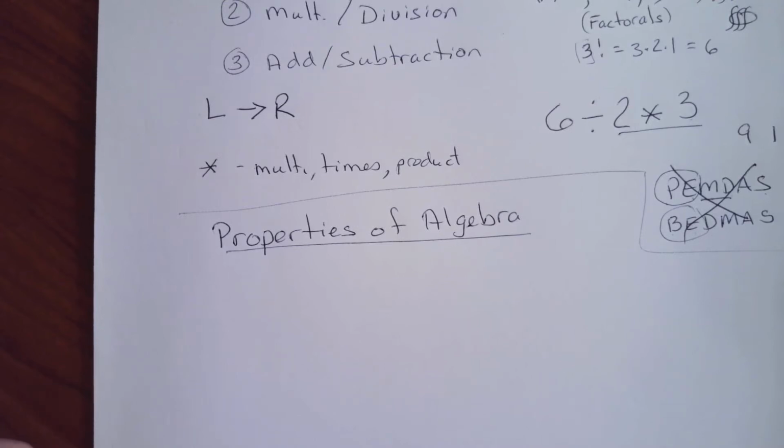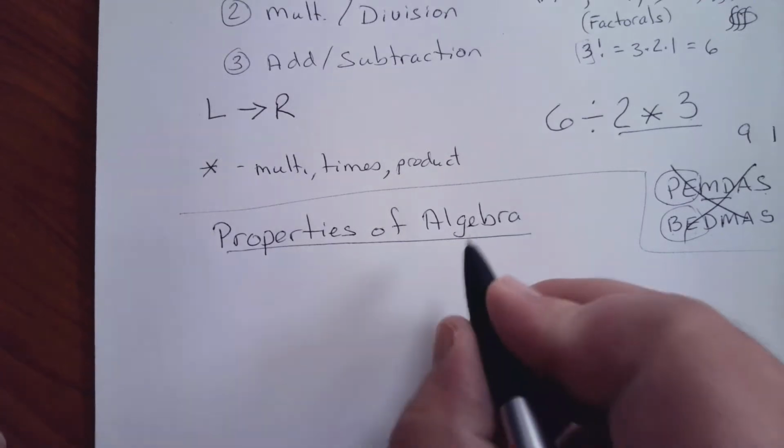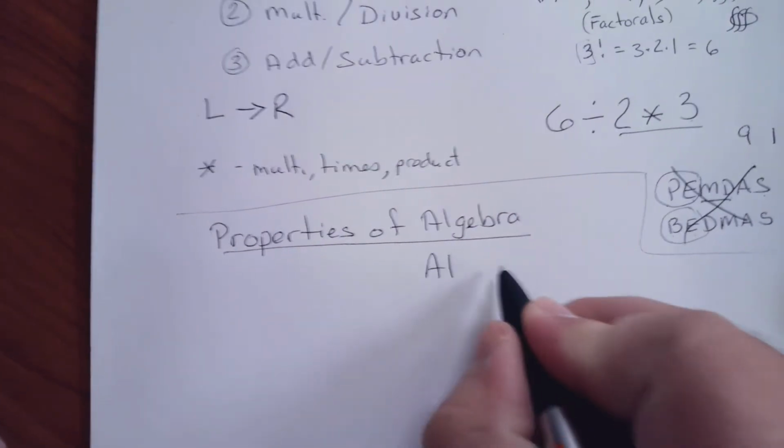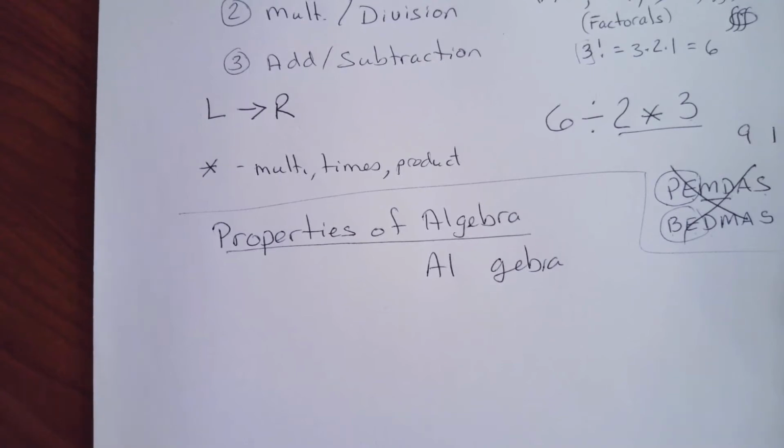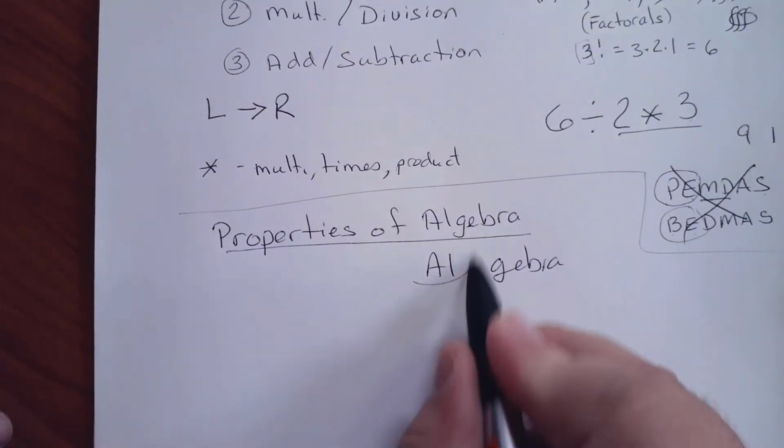Greek? No, a lot of people think Greek. No, the Greeks came up with geometry. It is Iraq, the Middle East. It's an Arabic word. Al-Jabr. Al means from.